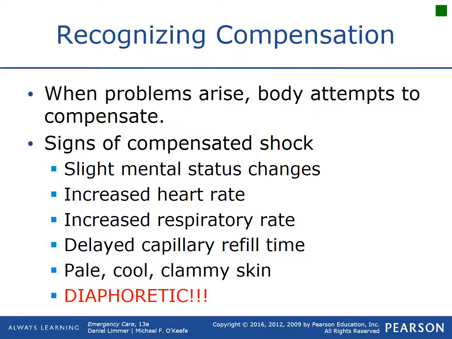So, ways to recognize the compensation of shock. Pretty simple stuff. First, you're going to have increased respiratory rates and increased heart rates, trying to make up for that tidal volume and your VQ mismatch, trying to maintain that cardiac output. You're going to have slight mental status changes once that minute volume's decreasing, not getting enough oxygen in. That cardiac output's being affected too, your brain's not getting enough oxygen and blood as it should. And then pale, cool, clammy skin.